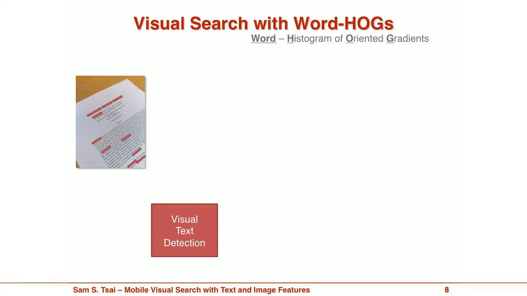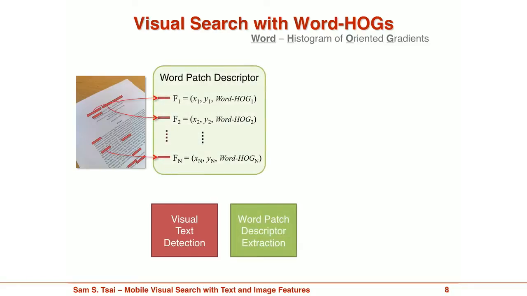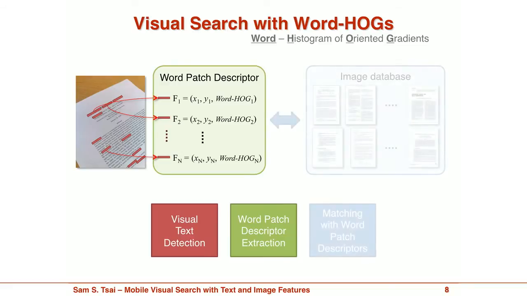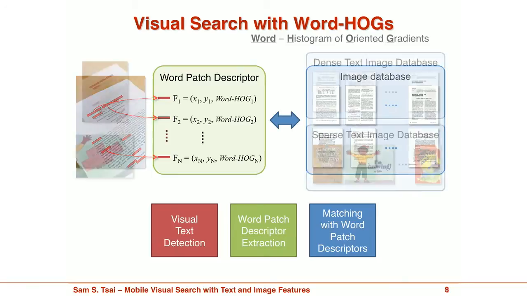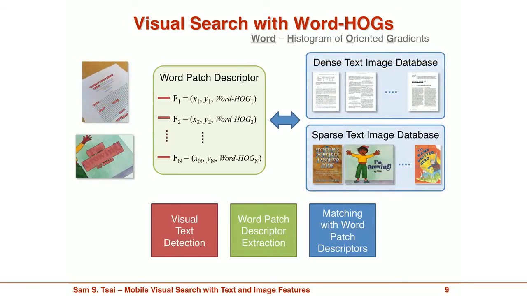On this end, we developed a new type of descriptor called WordHOGs, which stands for Word Histogram of Oriented Gradients. In this approach, from the detected text regions, we extract the word patch. From the word patches, we extract a WordHOG descriptor. Then when we want to match it to a large database, we use the WordHOGs to perform matching. Different from the OCR-based approach, we can deal with a wider range of images. We can deal with text that is more graphical, where character recognition engines would not be able to recognize it.